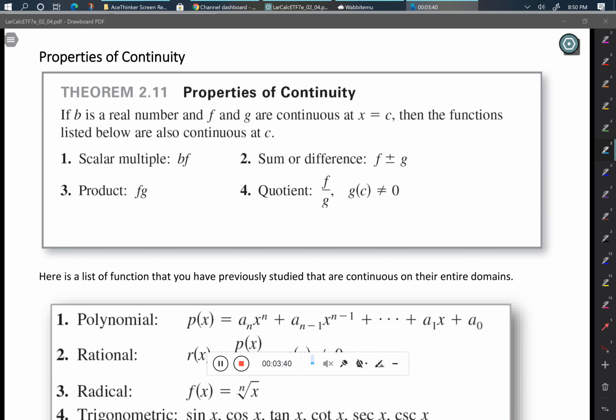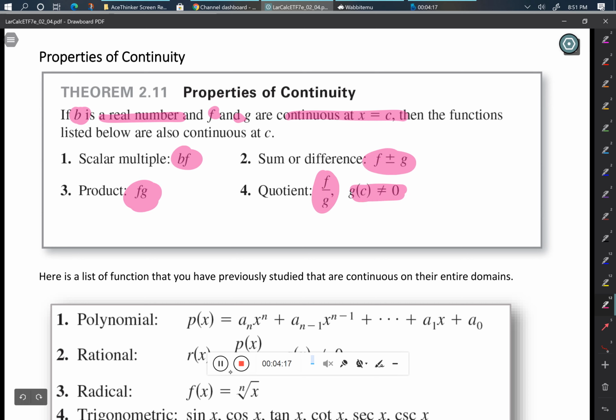And so it starts out by saying some ifs. B is going to be a real number. F and G are continuous functions. Then the following are continuous. B times F. So if you take a continuous function and multiply it by a number, it's continuous. The sum and difference. Continuous plus continuous is continuous, and continuous minus continuous is continuous. The product, continuous times continuous, is continuous, and the quotient, continuous divided by continuous, is continuous with the one exception that we can't divide by 0.